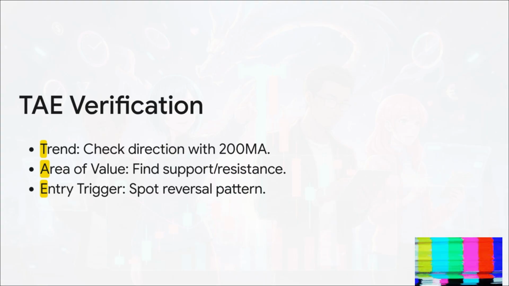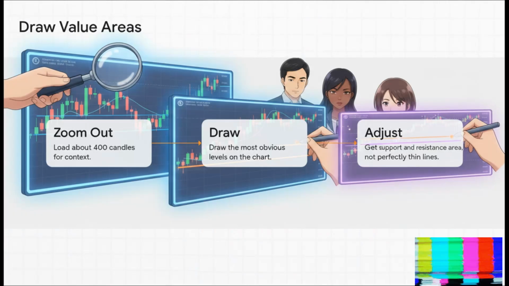First, trend. Are you in a bull or bear market? You can use a 200-period moving average to quickly filter this. Only buy if the price is above it, only short if it's below. Second, area of value. You want to execute at logical levels where buying or selling pressure historically exists, like support, resistance, or a major trend line. Third, and only third, your entry trigger. This is where those 5 reversal patterns we just decoded actually come into play. They confirm the setup. So how exactly do you find that area of value on a completely blank chart?